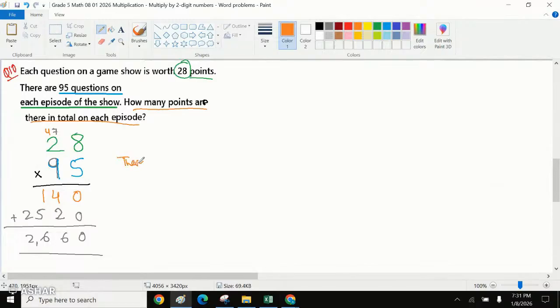So we can say that how many points are there in total? There are 2,660 points in total. Okay, this is the statement that we give, and we close our question. We always give a closing statement.